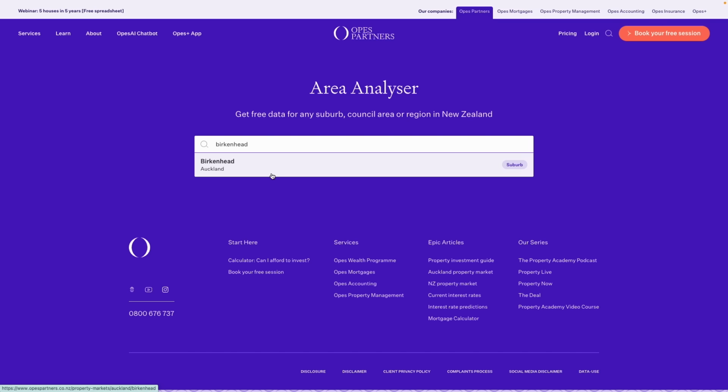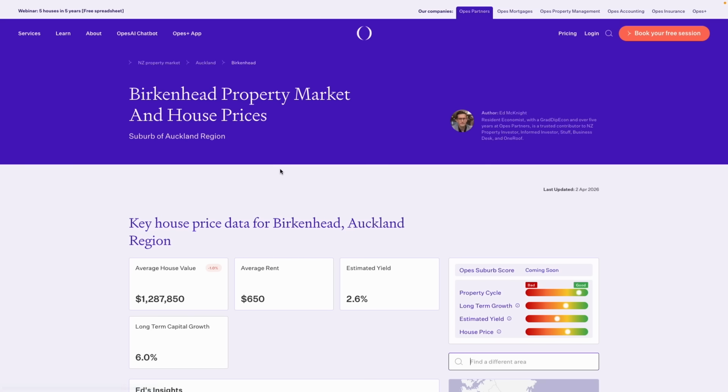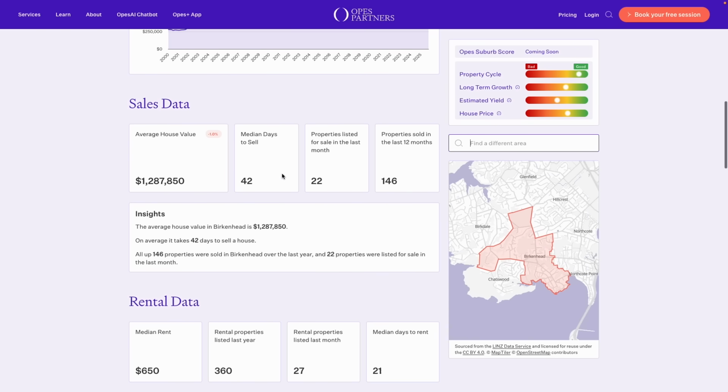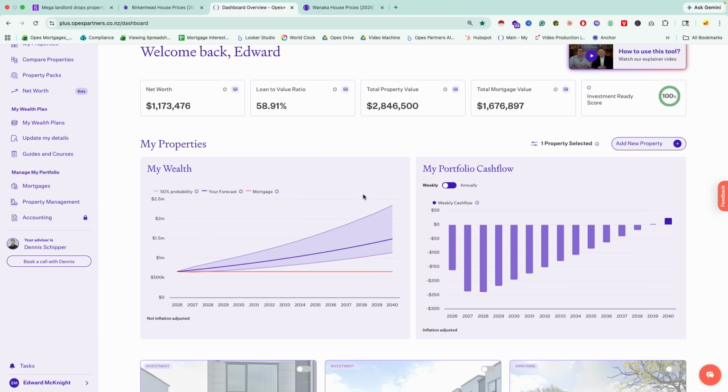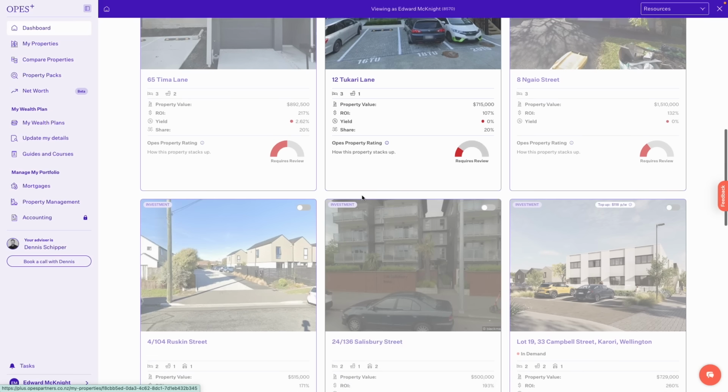And that's why I'm going to show you the exact process that I go through if I'm going to analyze an investment property and figure out, is it suitable or not suitable, all in 15 minutes. Now, we're going to use some of the free tools that are available to anyone, so Area Analyzer and Opes Plus. And I'm going to walk you through our 23-step pre-investment checklist.